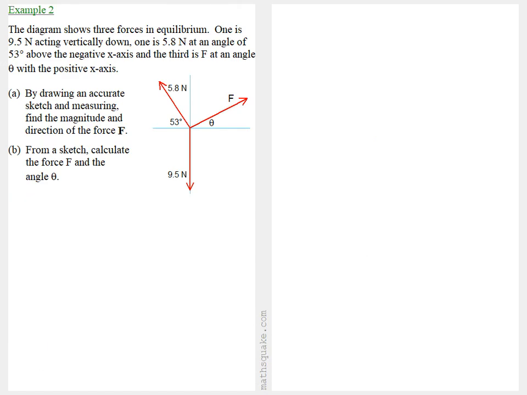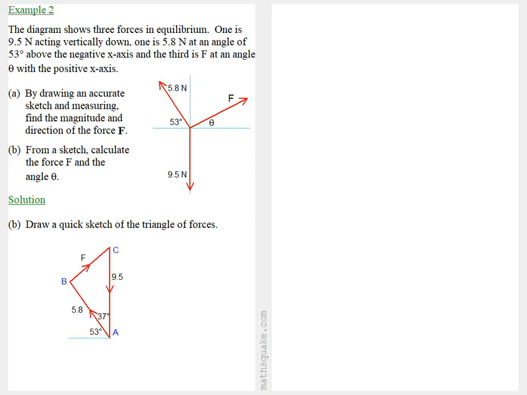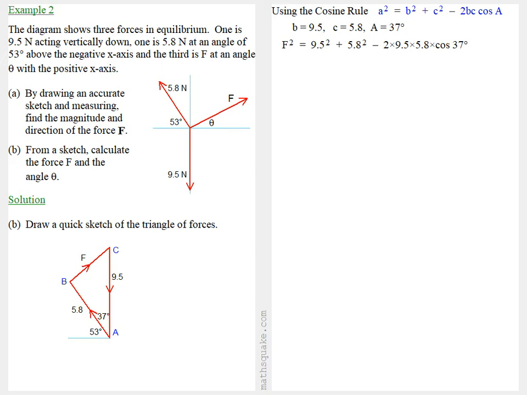Now in part B, from a sketch we're asked to calculate the force F and the angle theta. Well, to solve this, we draw a quick sketch of the triangle of forces. Then, using the cosine rule, a squared equals b squared plus c squared minus 2bc cos A, we have b is equal to 9.5, c is equal to 5.8, and A is 37 degrees. So, F squared is 9.5 squared plus 5.8 squared minus 2 times 9.5 times 5.8 cosine 37.